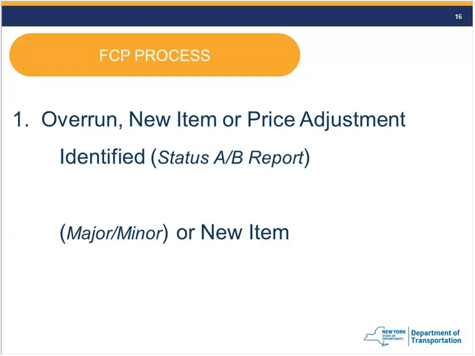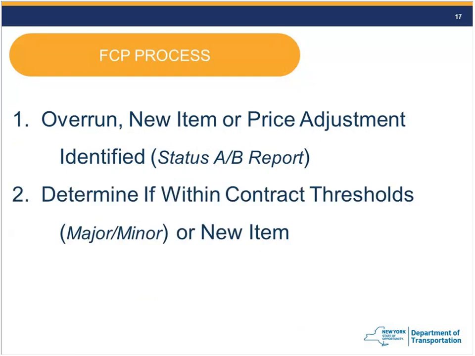Second step is determine if it's within the contract thresholds or if it's a new item. So if we look at that flow chart, we look at what we know about major and minor items. Hey, we didn't break a threshold. Perfect, we can move forward. Oh, we did break a threshold, or it is a new item. We're going to talk about that next week, of how we physically address that.